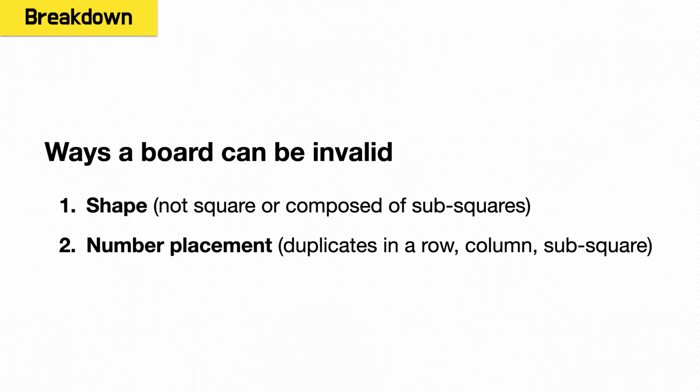So in those examples, we saw there are two ways for the board to be invalid. The first is the shape. The board itself is not square, or it's not able to form those subsquares. And the other way it can be invalid is the number placement, if we find a duplicate value in a row, column, or subsquare.